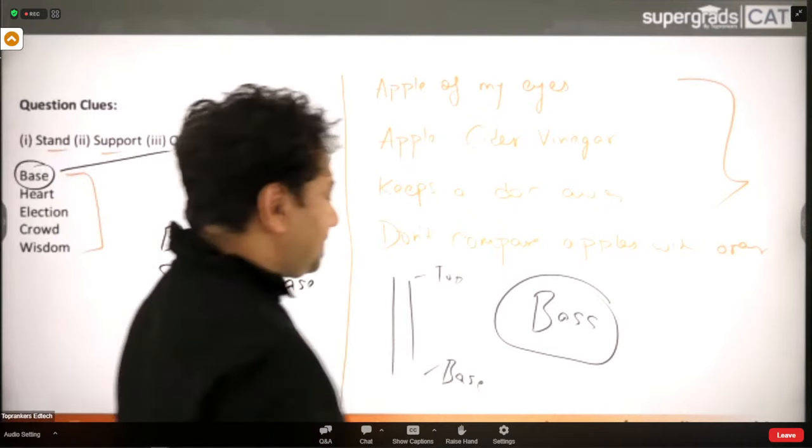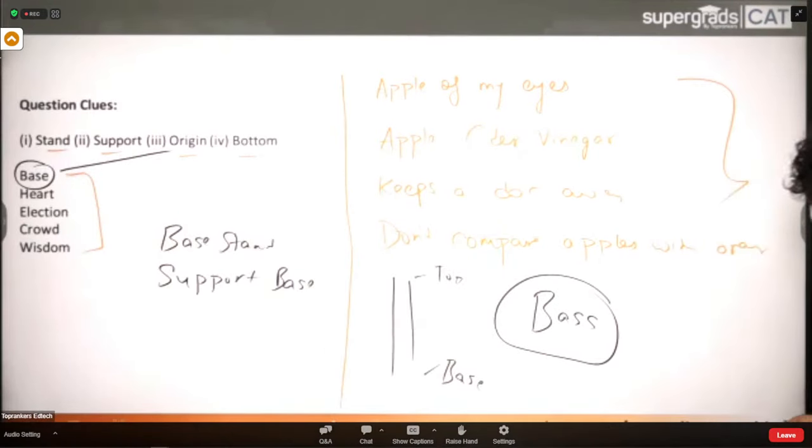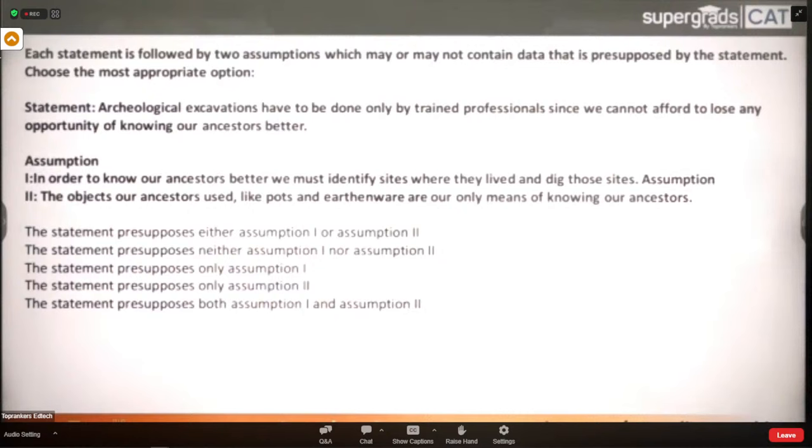Now, let us look at some more questions. Here we have a question. There is a statement followed by two assumptions, which may or may not contain data that is presupposed by the statement. Choose the most appropriate option. So the statement says, archaeological excavations have to be done only by trained professionals, since we cannot afford to lose any opportunity of knowing our ancestors better.